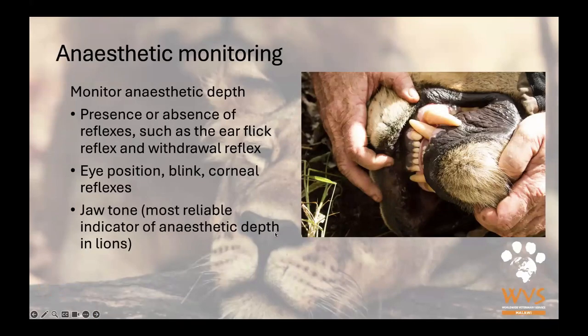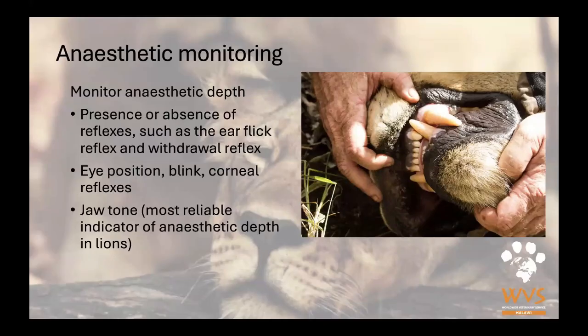And then to check the anesthetic depth, very similar to what you do with smaller animals, we check for the presence or absence of reflexes, such as the ear flick reflex and the withdrawal reflex. We check the eye position. Obviously we have the blindfold on, but we move the blindfold and look at the eye. If it's central or if the eye is down, we check for blink and corneal reflex and the jaw tone. And that is definitely not what you have in domestic animals. It's a big jaw, but it's very good to get a feel for the jaw tone.